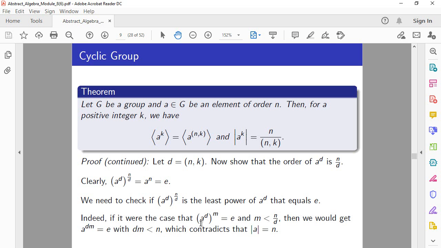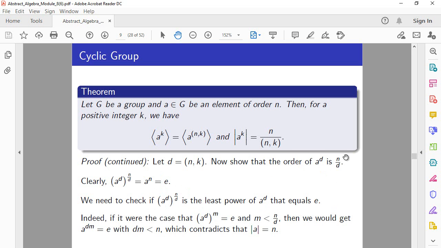Indeed, if it were the case that a to the d to the m is the identity for some m less than n over d, then we would get that a to the dm is the identity where m times d is less than n. But this contradicts the fact that the order of a is n, right? Because n is the least power of a that gives us the identity. But here I have dm, which is less than n, so it contradicts the order of a being n. So we see that n over d is the least power of a to the d that is equal to the identity, and hence the order of a to the d is n over d.